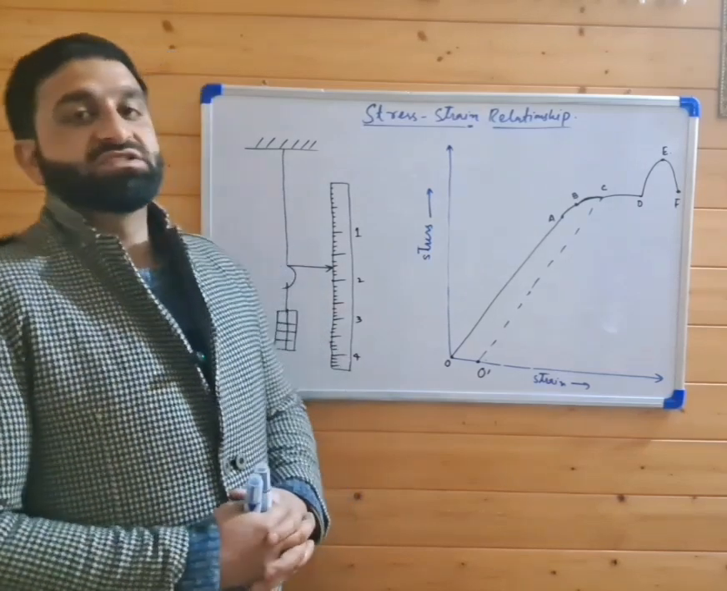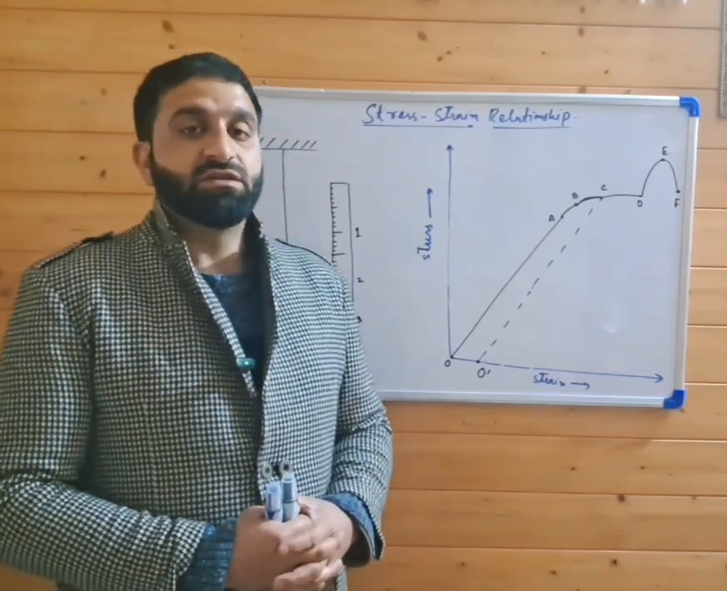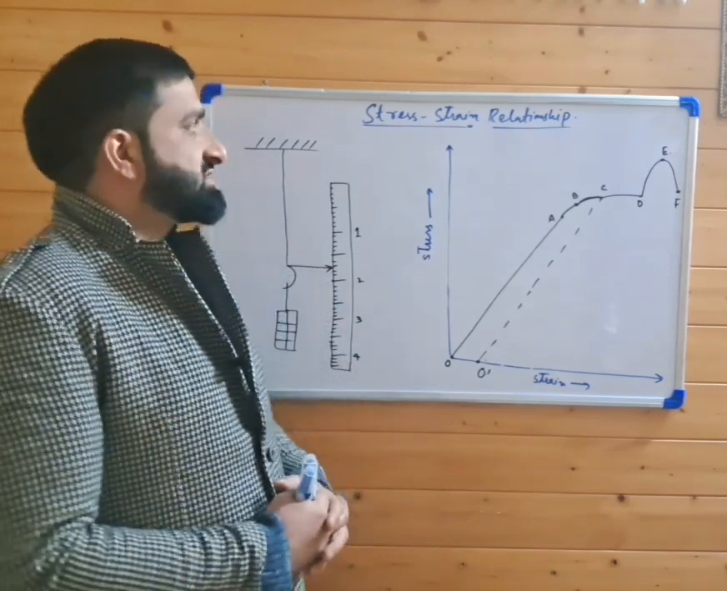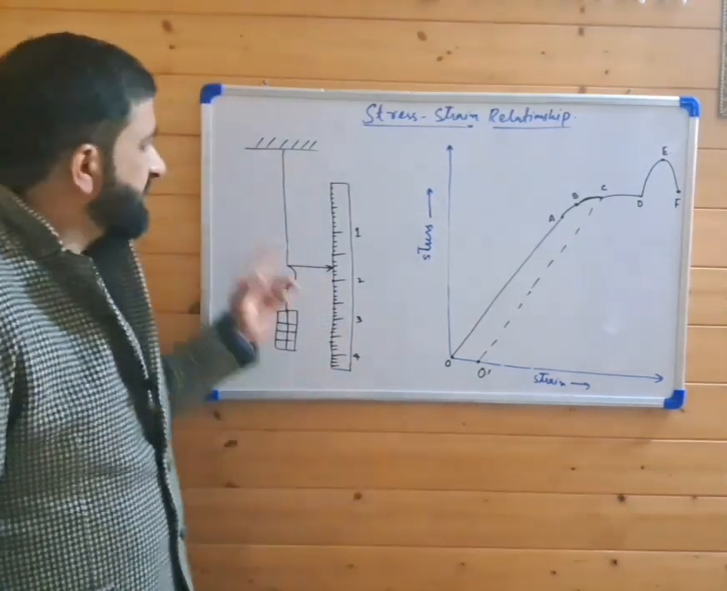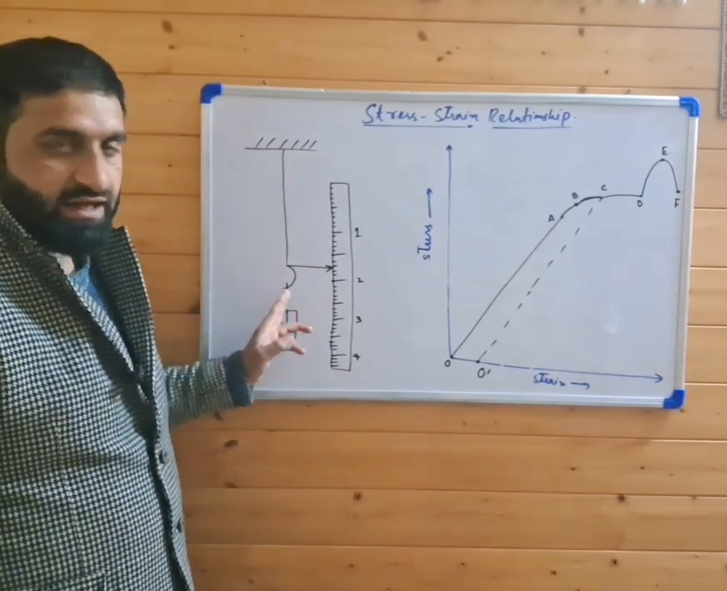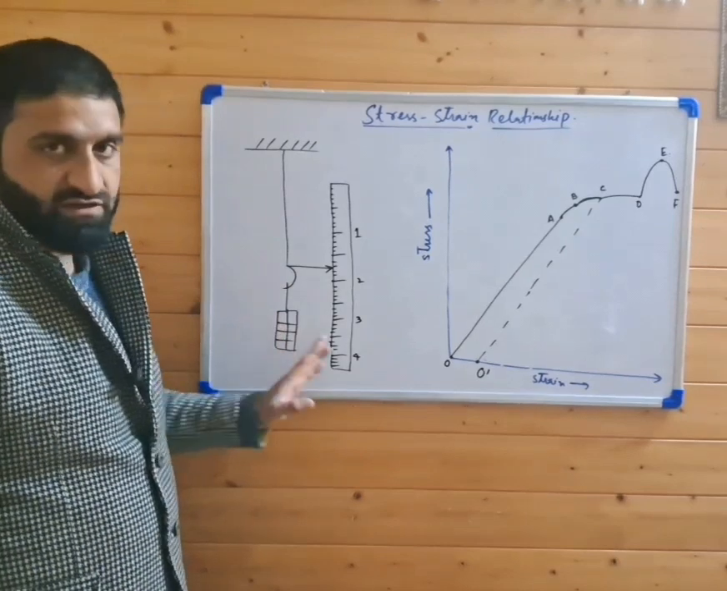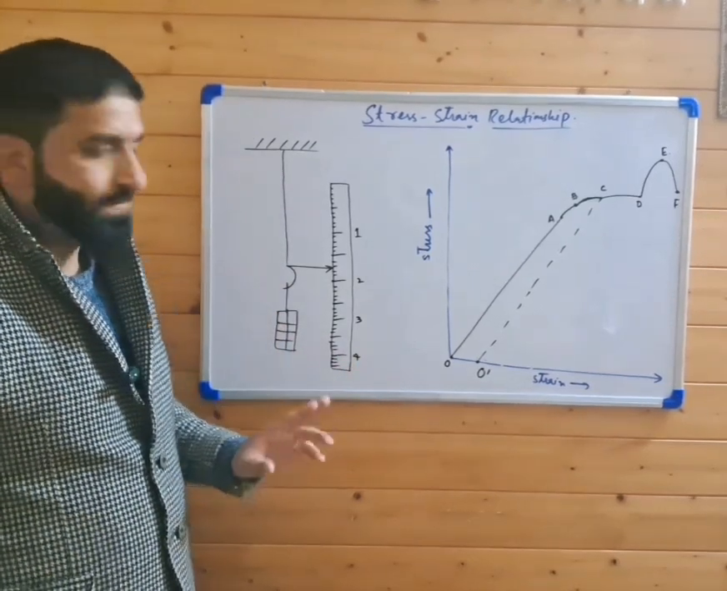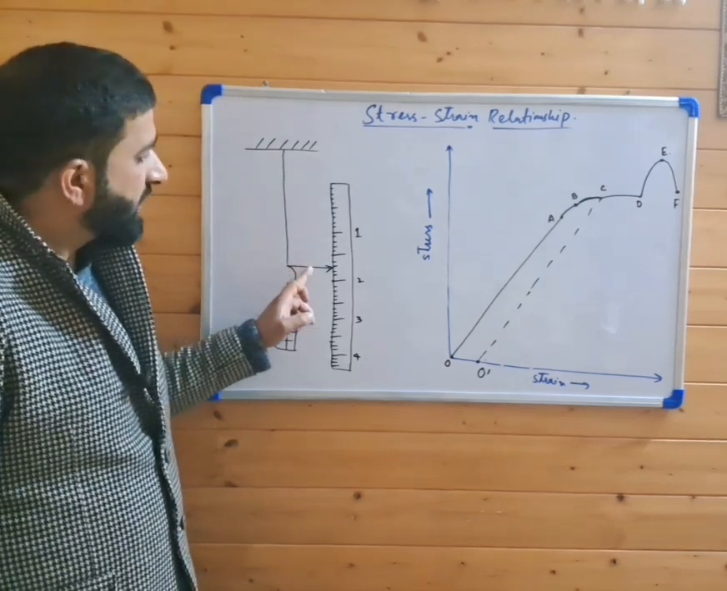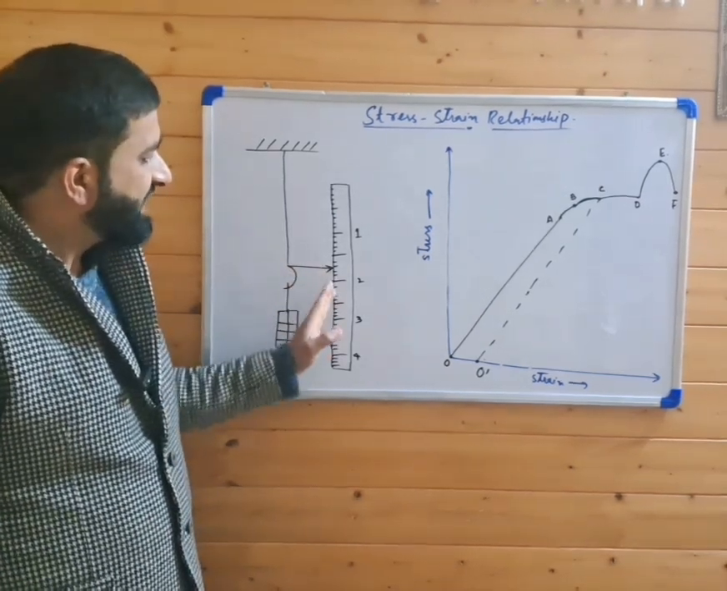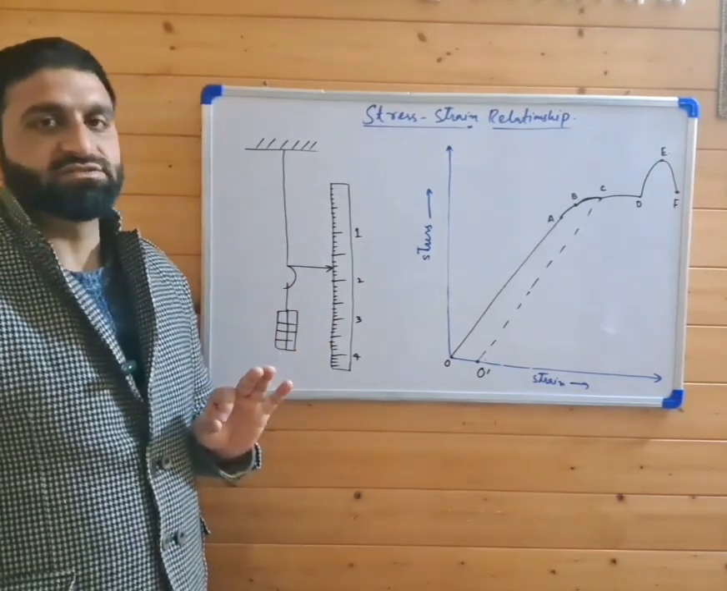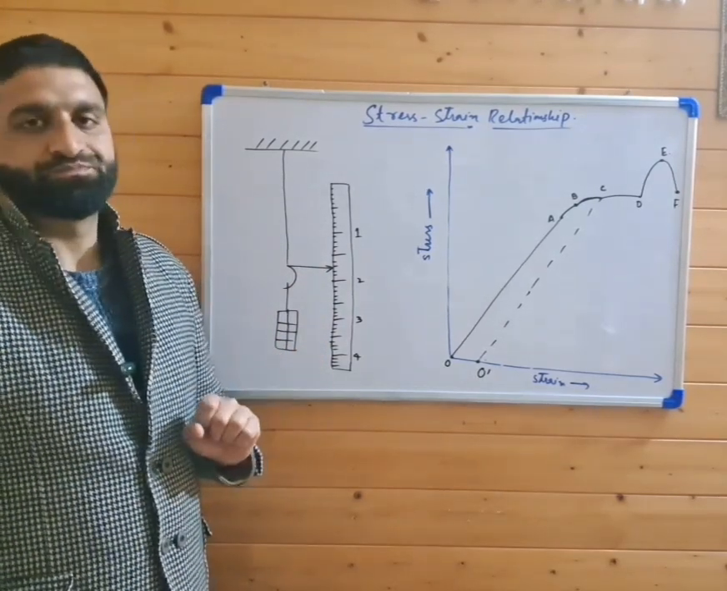Let us talk about the stress-strain relationship in case of a wire. To observe the stress and strain relationship, we take a wire. At the end of the wire, there is a hanger, and that hanger supports different weights for different stresses. The end point of the wire is connected to a pointer, and that pointer slides over a vernier scale that gives us the extensions, or the strain.